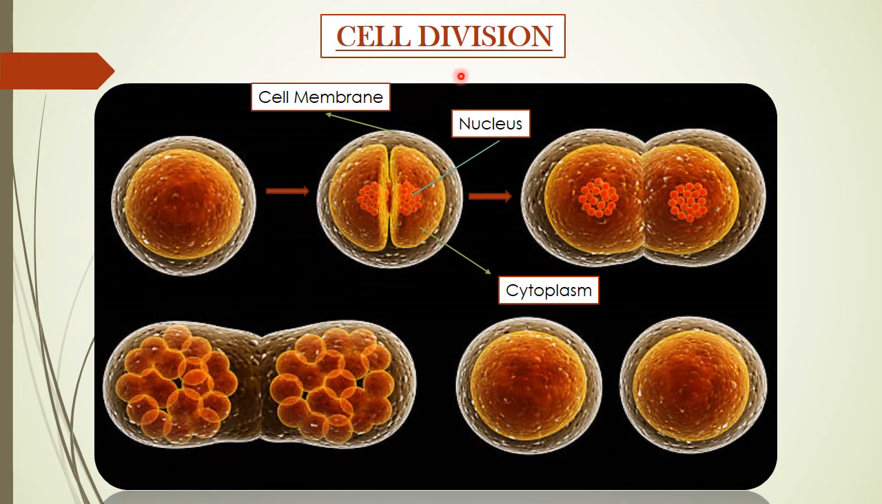Cell division. Cell division is the main reason behind growth and development in living organisms. Now, what is cell division? Cell division is the process by which a parent cell divides into two or more daughter cells. In cell division, first the nucleus divides, which is followed by division of the cytoplasm and then the cell membrane. And then they divide to form two different daughter cells.